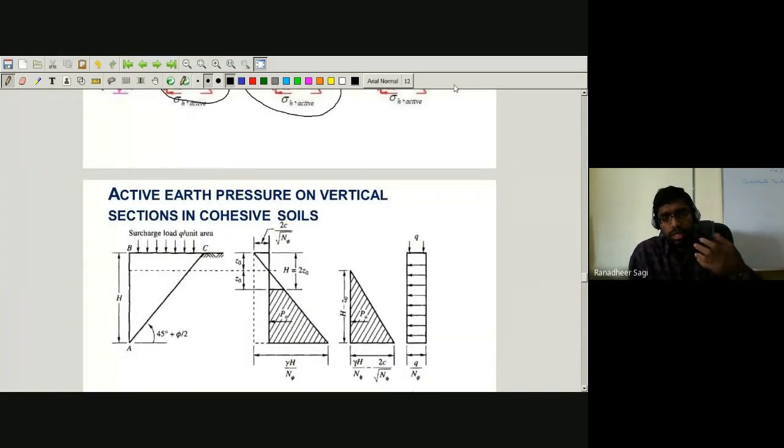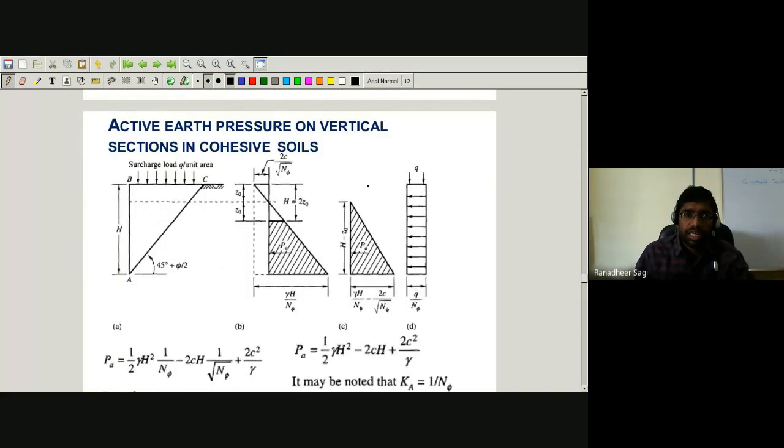So in the case of your C-phi soil, it's not that you'll always have only the soil considered there. You might have the case of your water table coming into picture, the case of your surcharge coming into picture, the case of your layered soil coming into picture. Various aspects you will be coming across in each of those.